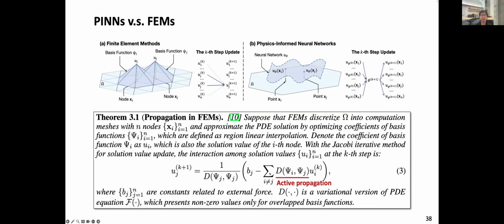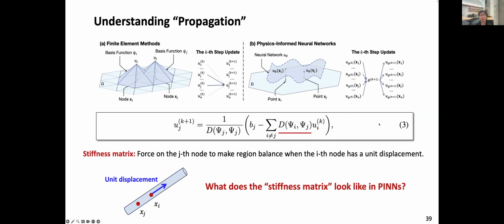So we can find that because there is a shape function, FEM is under active propagation. And actually, D has very rich physics meaning. Actually, I'm not an expert at physics, but I think you are more familiar than me about this concept. If we consider solid mechanics, D refers to the stiffness matrix, which is the force on the Jth node to make the region balance when the Ith node has a unit displacement.